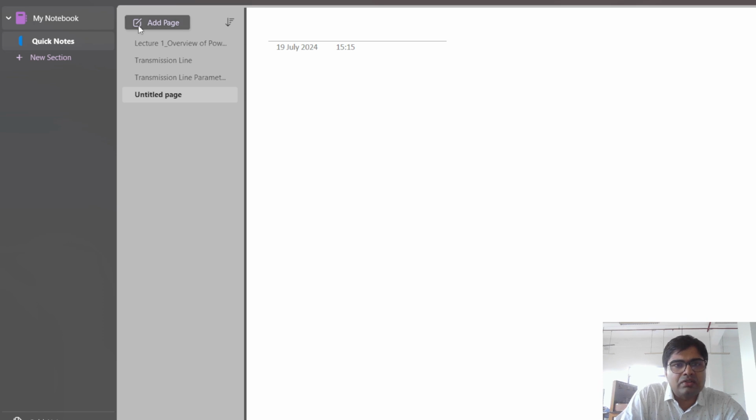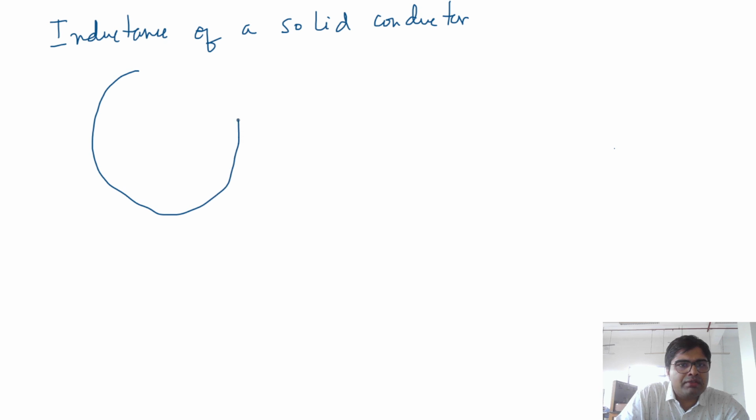That we will see now, what will be the inductance of a solid conductor. Let me use a different ink. So what is the inductance of a solid conductor? Let us say we have a conductor of radius r.